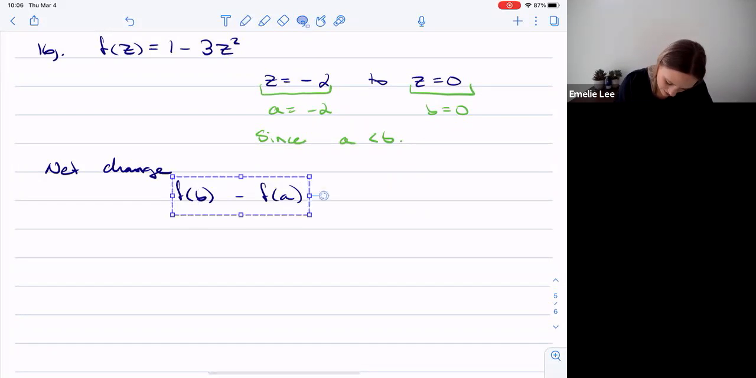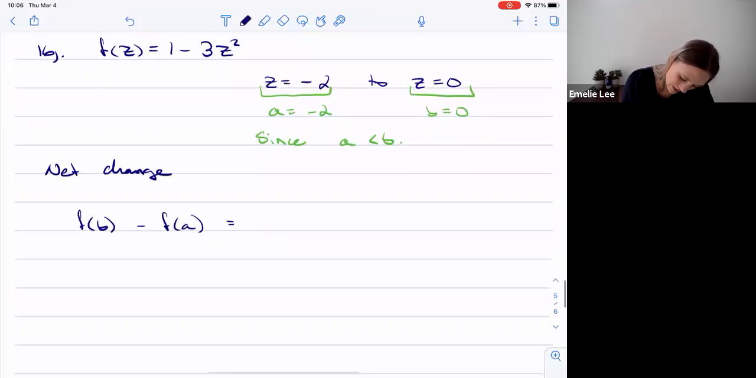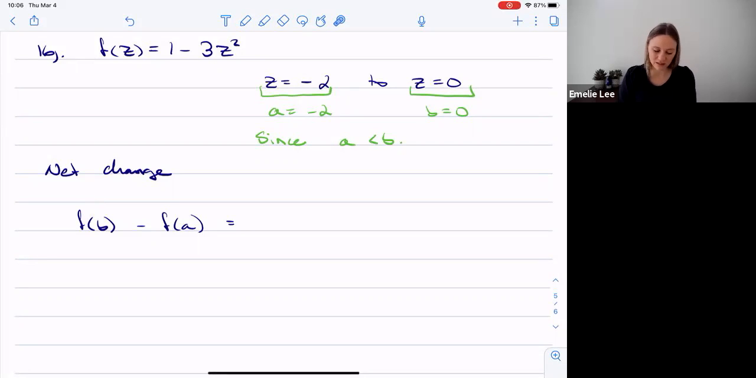And I guess we should make a little bit more room here. F of b, so my function is called f, so I don't need to change that. In fact, I get sloppy sometimes. Even if this was g of z, I would probably still use f of b minus f of a, even though it should be g of b minus g of a. But like I said, I get sloppy sometimes, and it's kind of no harm, no foul. So I want to evaluate the function at b and then subtract the function evaluated at a.